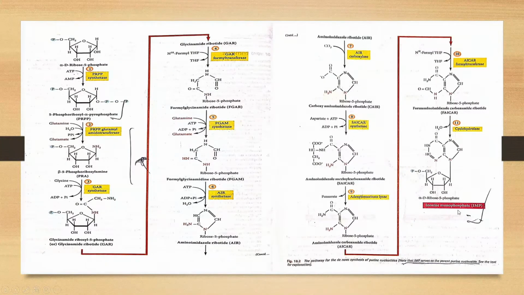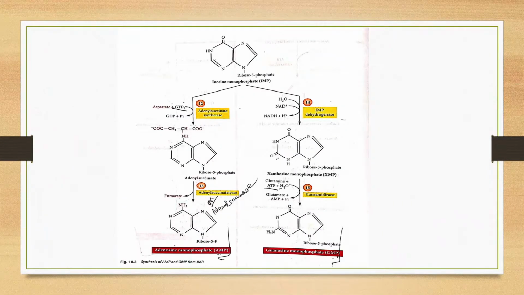And if you cannot remember everything, remember the first 4 steps and then the final step. Steps 1, 2, 4 and 5 are most important: first 2, third, fourth, and then the final step. So inosine monophosphate is the first purine nucleotide, from which other nucleotides are synthesized. This step you have to remember.